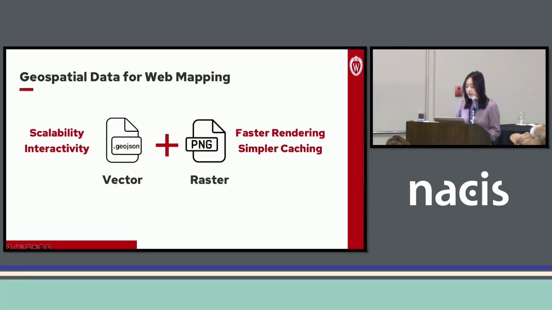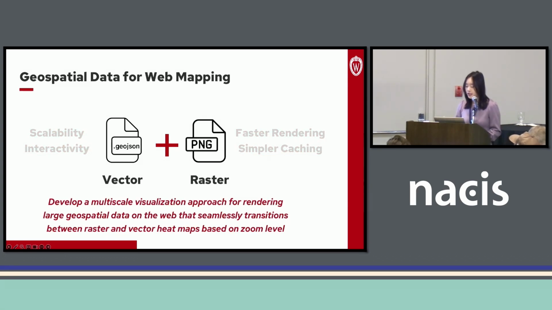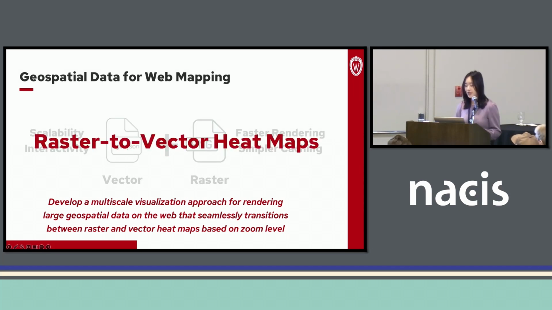So when we reconsider the strength of each data type, vectors offer scalability and interactivity, while raster provides faster rendering and simpler caching. Is there a way that we can combine the best of both together? This question forms the foundation of my research to develop a multi-scale visualization approach for rendering large geospatial data sets on the web that seamlessly transitions between raster and vector heat maps based on the zoom level, aka raster to vector heat maps.